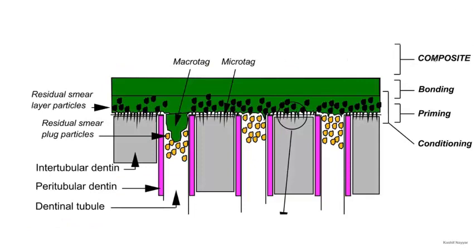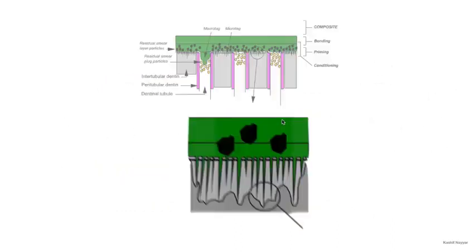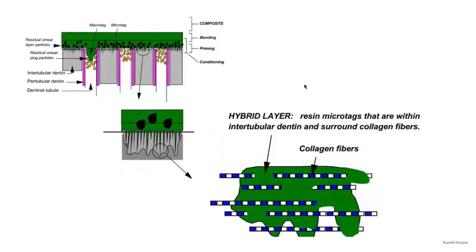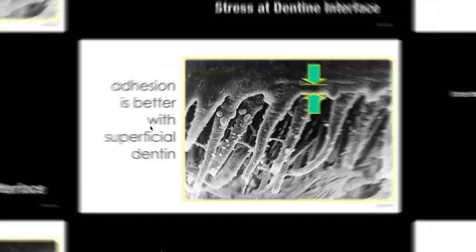So in this illustration we have composite, a bonding and a priming here, and during conditioning this much amount of area was affected during acid etching. So exposing some of the collagen fibers, and the bonding is penetrating inside these irregularities. Okay, so giving you excellent bonding strength. And at the same time, this hybrid layer, remember when I showed you in the beginning, is basically what? These collagen fibers and the bonding resin. There is a chemical interaction between the collagen fibers and the bonding resin. So adhesion is better with superficial dentine.